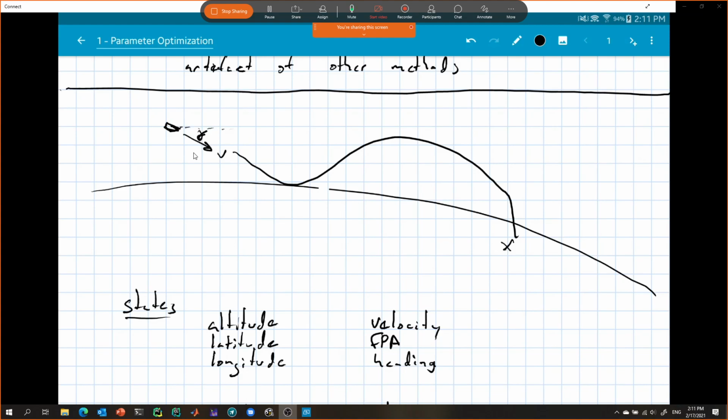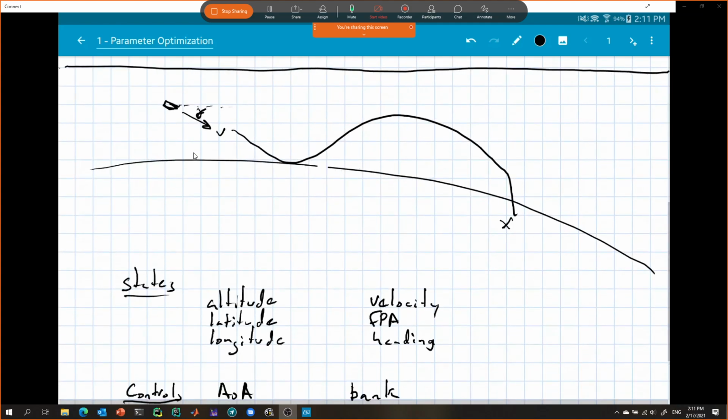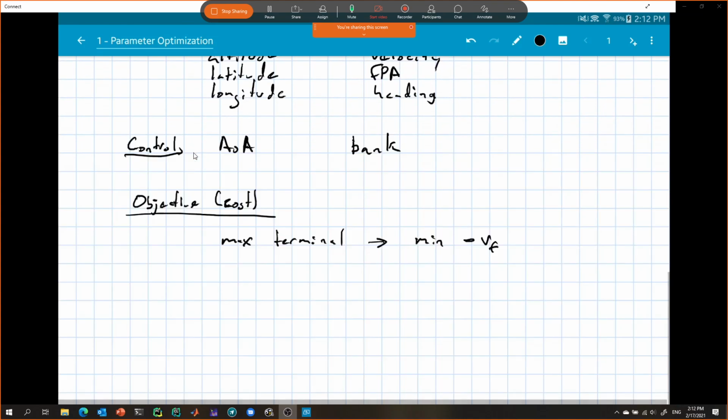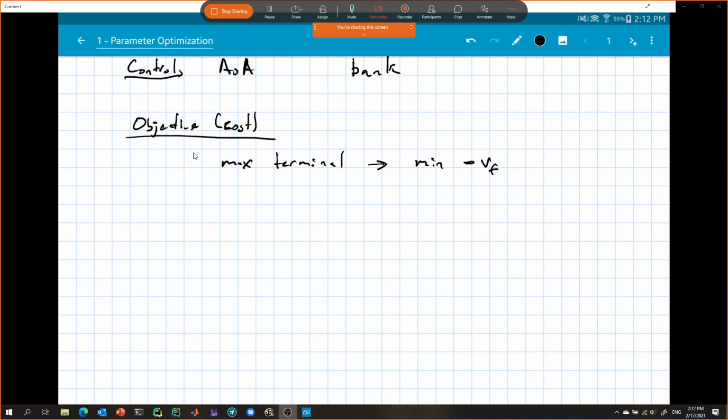This is just to motivate and show what we're heading towards. We'll come back to this type of problem, and this isn't as complex as it can get. You could add more constraints, like path constraints that constrain heat rate or G-loading, or bound the controls and many other things. We'll revisit this problem. But this is where we're going: being able to find the control histories that minimize some objective value.